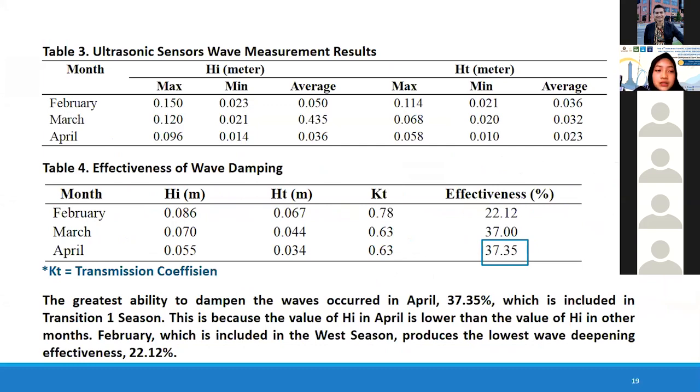So in table 3 and 4, we find the value of effectiveness of wave damping and transmission coefficient. Transmission coefficient is useful in providing information on the value of energy transmitted from wave passing through a permeable structure. The greatest ability to damp the wave occurred in April, 37.35%, which is included in transition 1 season. This is because the value of incident wave in April is lower than the value of incident wave in other months.